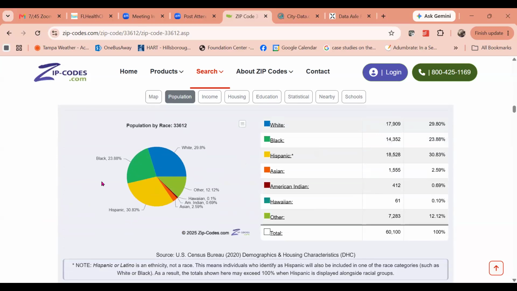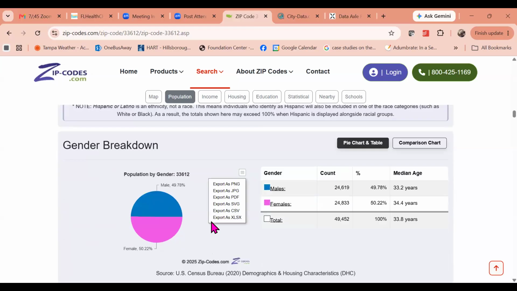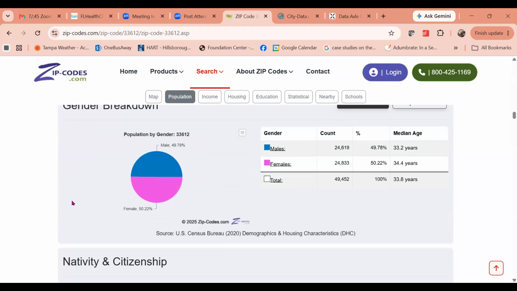In your neighborhood, 23 plus percent are black, 29 percent are white, and Hispanic, oh, we have more Hispanics in your neighborhood, about 30 percent. Asians are about 2 percent. And then others. Others means a mix of everything. So black, Hispanic, and then a breakdown of male versus female, which is almost even in your neighborhood.